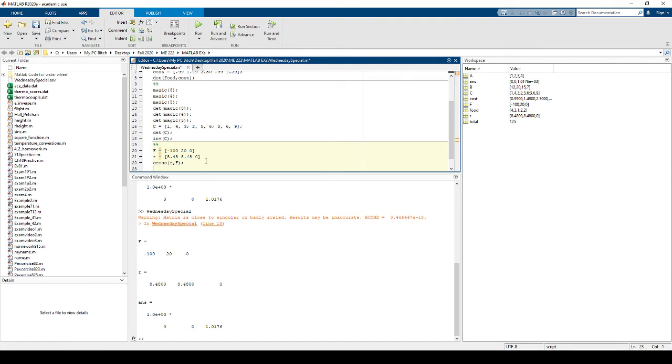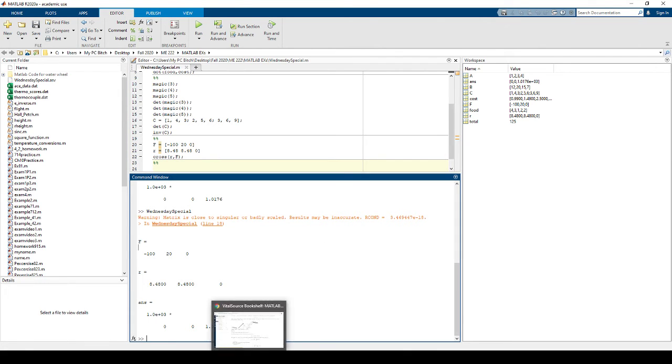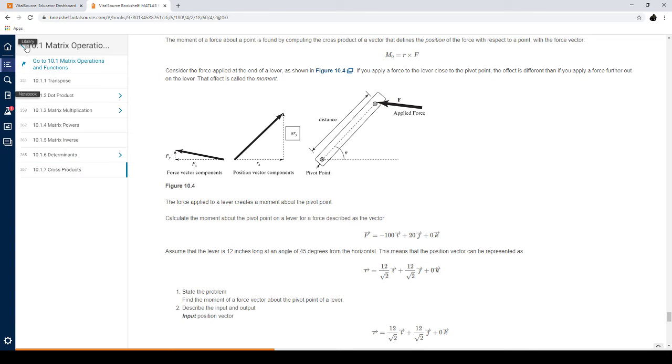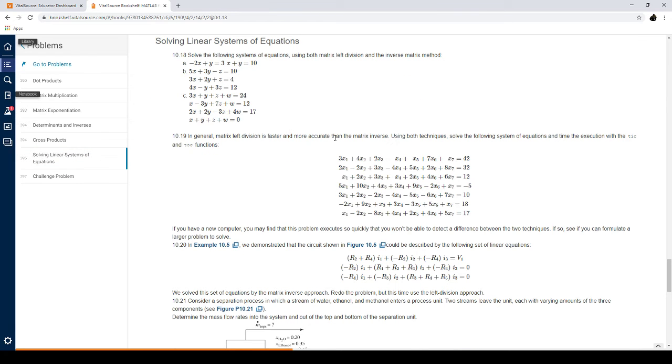All right, so then we move on to another question, which I think is the last one. The last one we're going to do is actually in the problem section: solving systems of linear equations. This is the last one that I thought would be super relevant to you guys.